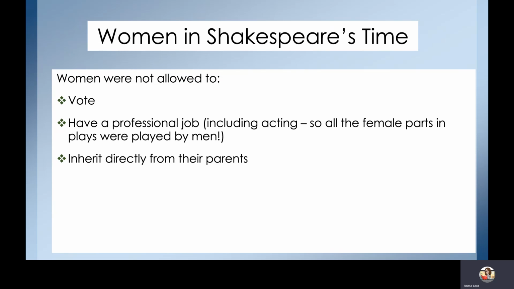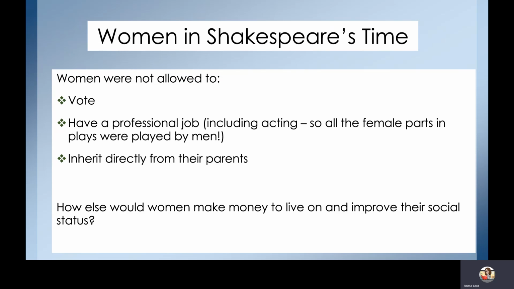Women couldn't inherit directly from their parents, so they weren't allowed to control their own money. So of course, the only way that a woman realistically could have any money to live on or to try and improve their social status was to marry.